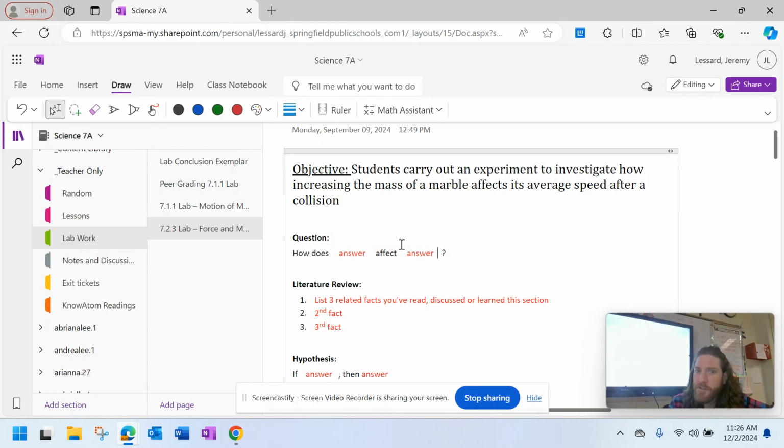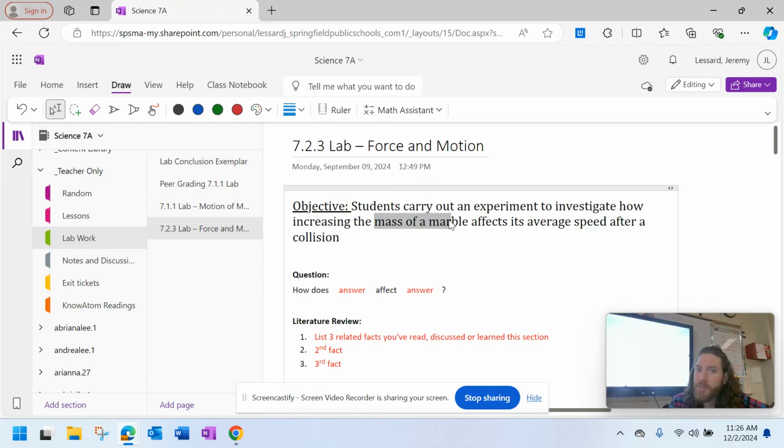So in this case, our independent variable was the mass of the marble. So how does the mass of the marble affect, what are we measuring at the end? The average speed of that marble. So how does the mass of the marble affect the average speed of the marble after a collision?